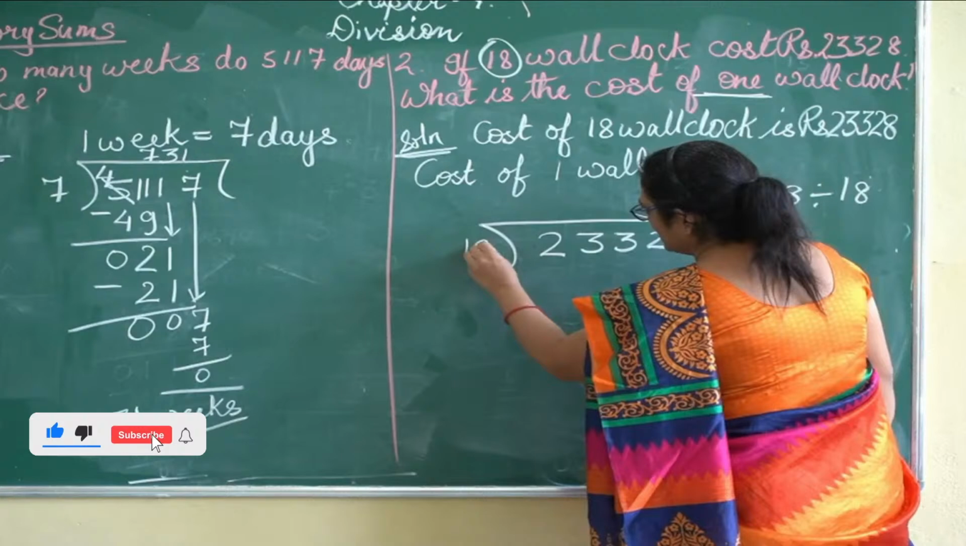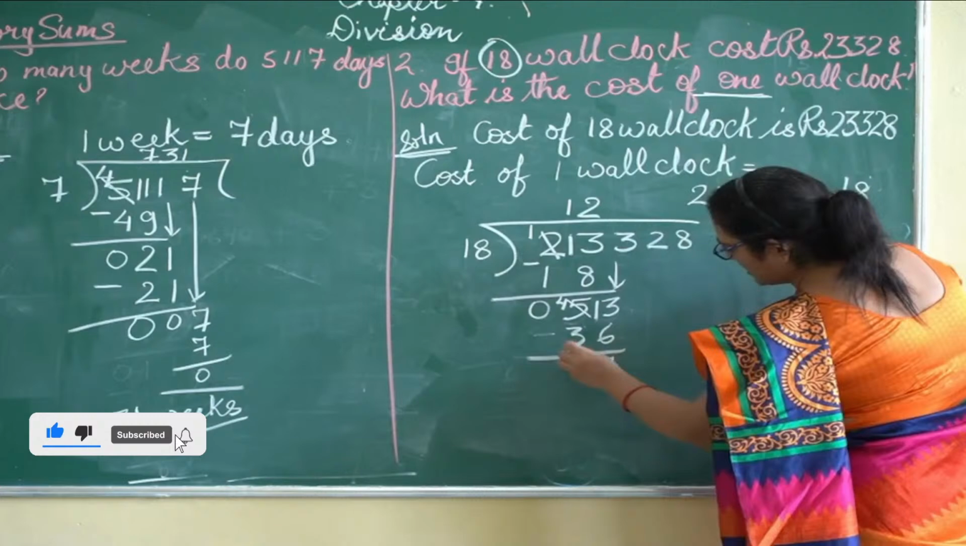Okay, how will we take the borrow? 2 will be cancelled, it will become 1 and it will give borrow to 3, making it 13. So 13 minus 8 is 5, and 1 minus 1 is 0. Now what will we bring down? 3. In the table of 18, does 53 come? No, smaller than 53 is 36. So 18 2s are 36. 3 minus 6, we can't subtract, we'll take the borrow. 5 will become 4, 3 will become 13, 13 minus 6 is 7, 4 minus 3 is 1. We'll bring the next number down, that is 2.